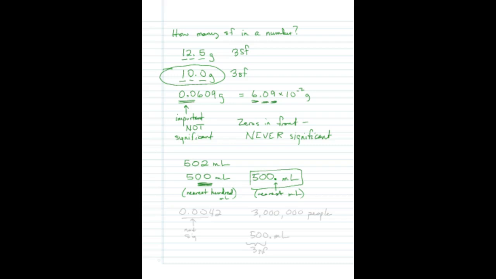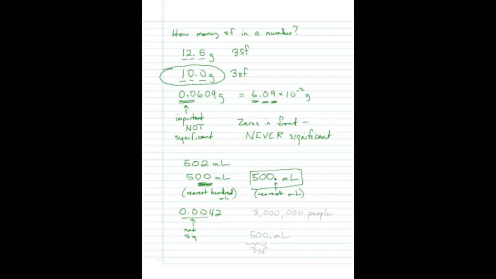So what we're going to do in this class is pretty much just assume that all zeros are significant unless they're in the front, like 0.0042. In the front, those are not significant. And we would have 2 sig figs here. We're going to use our common sense a little bit, though.